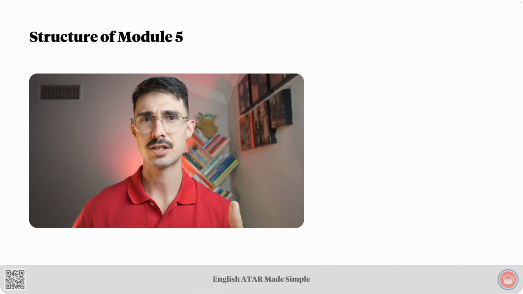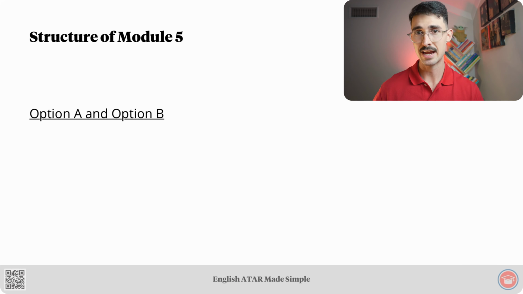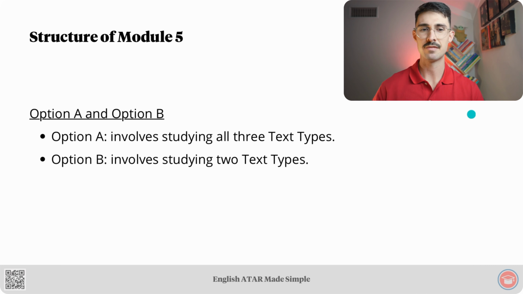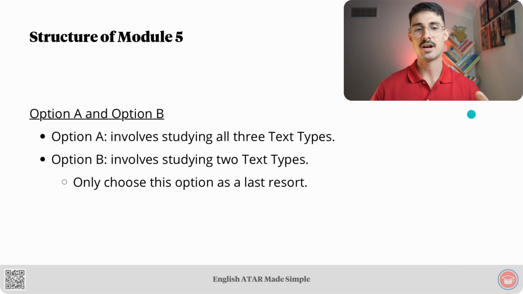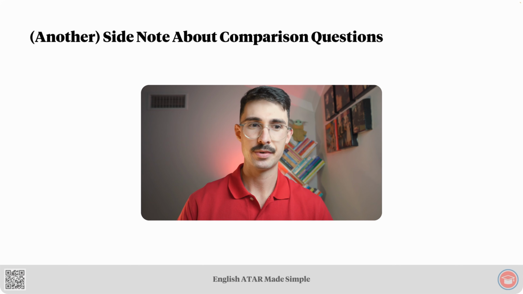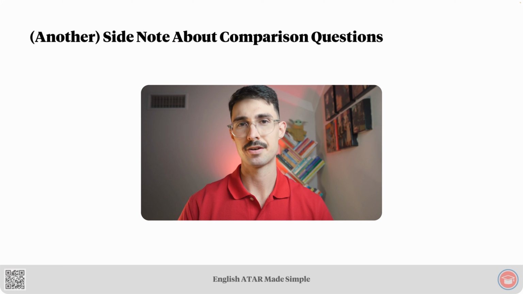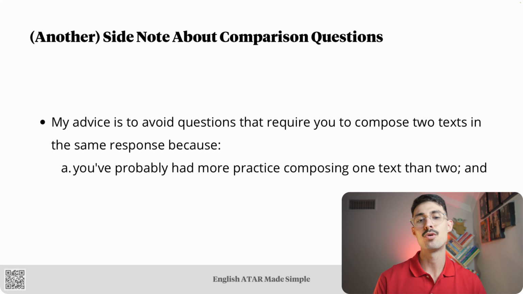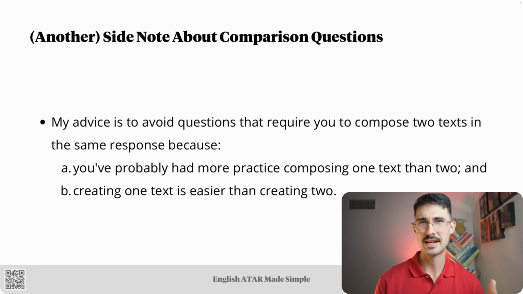Then we turned to the structure of this module, starting with option A and option B. Option A involves studying all three text types, whereas option B involves studying two text types. Remember, only choose option B as a last resort. Second last section of this lesson, we discussed another side note about comparison questions. Comparison questions are questions that require you to compose two texts in the same response, and my advice is to avoid those questions for the following reasons. Firstly, you've probably had more practice composing one text than two, and secondly, creating one text is easier than creating two.